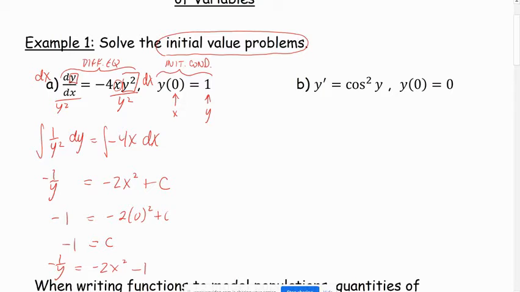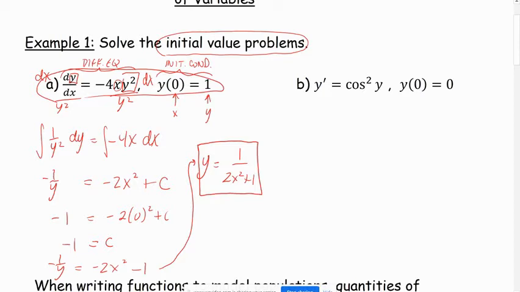Now we want to get y by itself. If we multiply both sides by y and divide by negative 2x squared minus 1, we would end up with y equals 1 over 2x squared plus 1. And that is the solution of this initial value problem. This is an equation now that satisfies these two conditions. If we take its derivative, it should equal negative 4xy squared. And if we plug in 0, we should get 1.